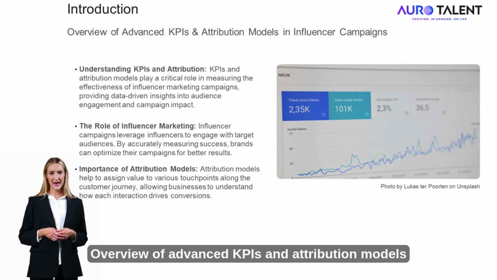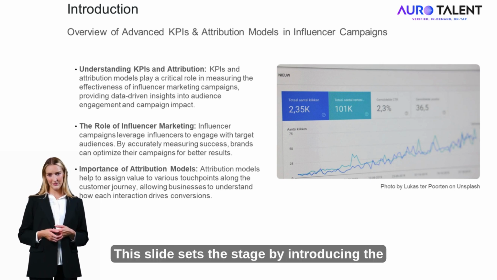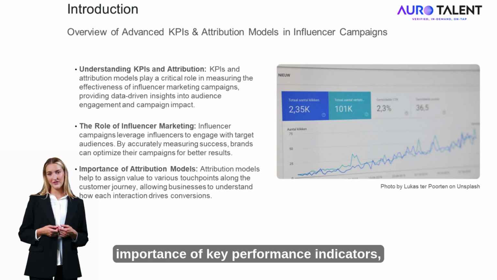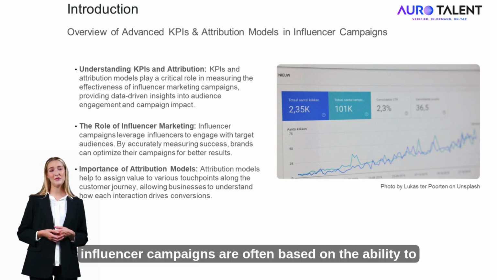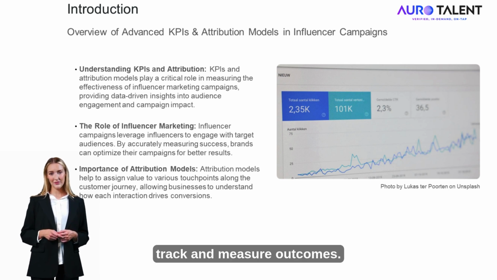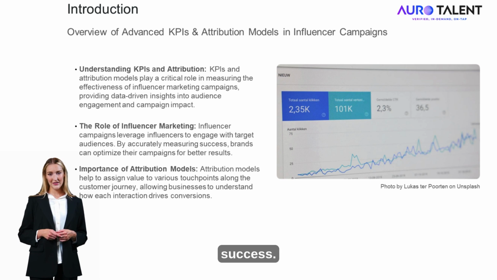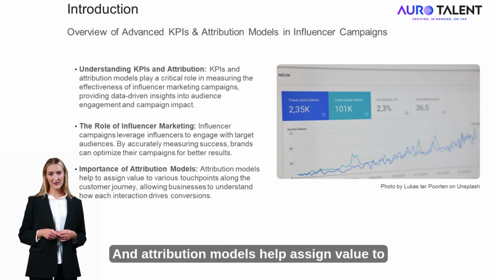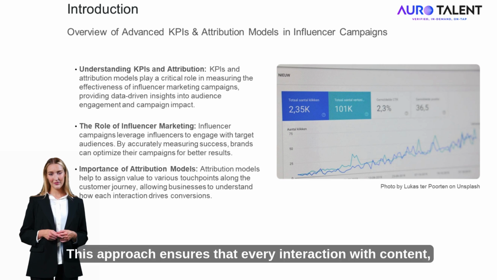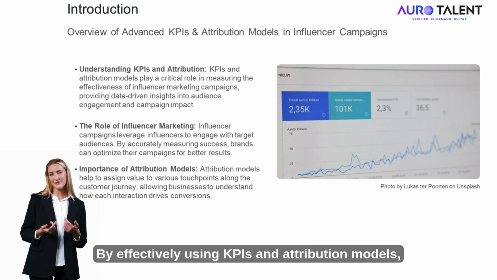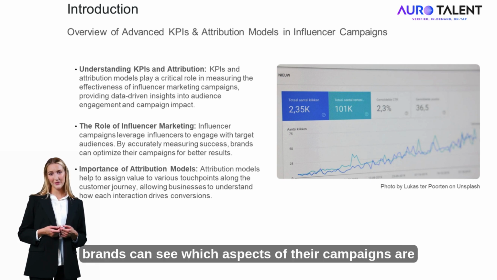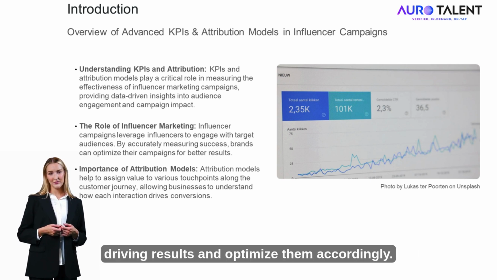Overview of advanced KPIs and attribution models in influencer campaigns. This slide sets the stage by introducing the importance of key performance indicators, KPIs, and attribution models in influencer marketing. In today's world, influencer campaigns are often based on the ability to track and measure outcomes. KPIs are the metrics used to evaluate campaign success, and attribution models help assign value to different touchpoints in the customer journey. This approach ensures that every interaction with content, whether on social media, email, or websites, is accurately tracked. By effectively using KPIs and attribution models, brands can see which aspects of their campaigns are driving results and optimize them accordingly.